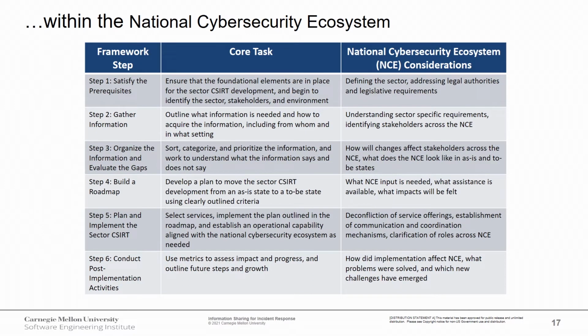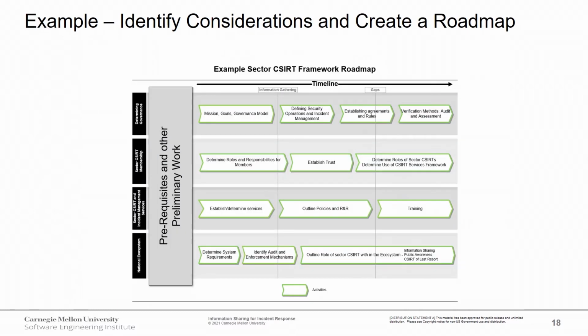So each of these core tasks has a corresponding set of considerations for the national cybersecurity ecosystem. I'm not going to go through these, I kind of talked about them already, but they're in the document. And we just emphasize that you have to keep that in mind throughout the process. So this is an example of going through the process. This is looking at step 1, which is the prerequisites, right? So these are some of the prerequisites. It's not all the prerequisites, but just a couple of examples.